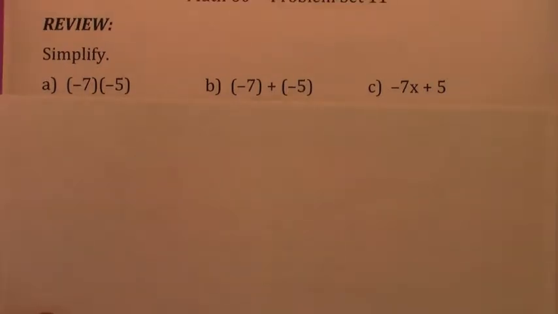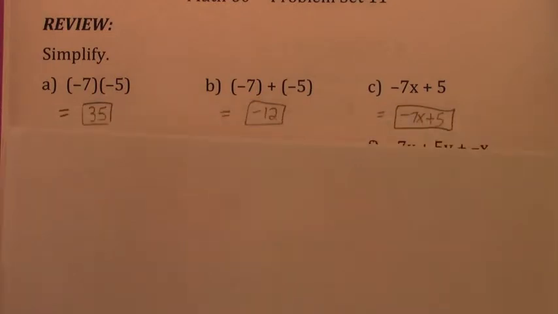Okay, here we go. The first one, when you multiply two negative integers together, you get a positive 35 in this case. Second one, when you add two negative integers, it becomes more negative, right? Negative 12. Third one, what's negative 7x plus 5? Not like terms. You can't do anything. It's just negative 7x plus 5.